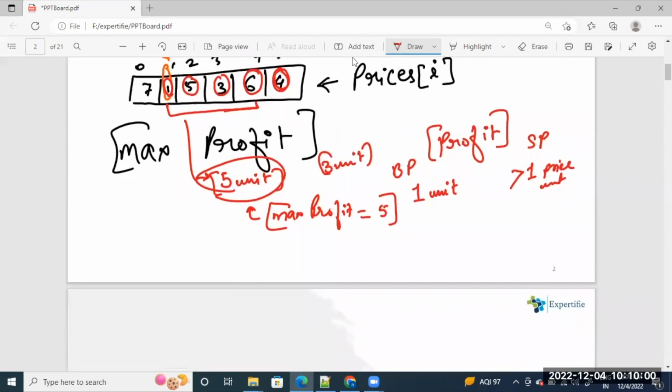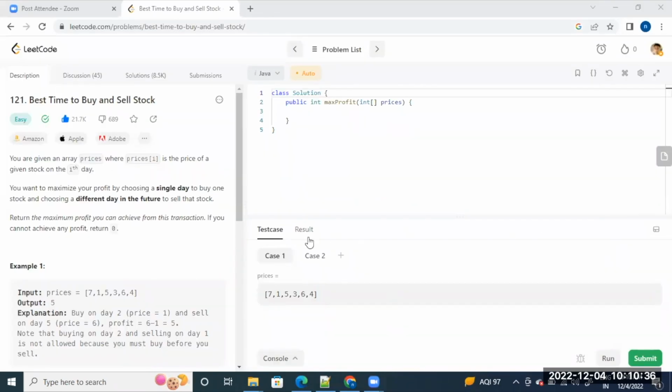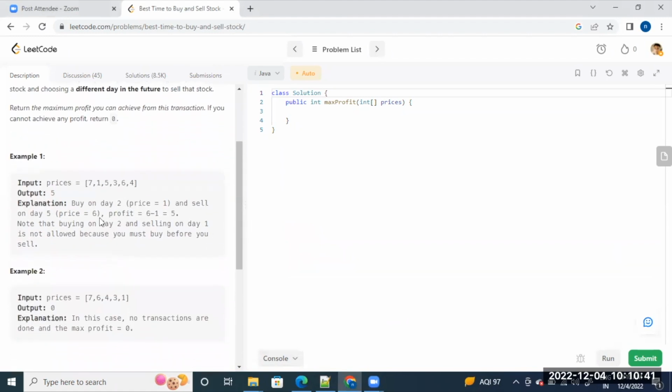Now, you are buying on one day and selling on one day. Understood? You have to buy on one day and sell on one day. I hope the problem statement sounds clear. This is the problem statement and this is the example we have just thought of. So let's see how we can proceed with this problem.